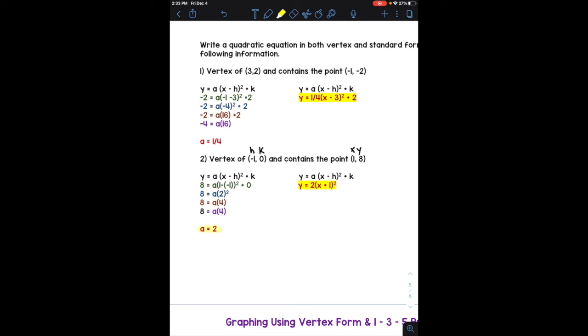value is 2. Now that I found the only thing that it's missing, we could substitute the a and the vertex into our vertex form model here. Since k is 0, we're not going to do plus 0 at the end. We could just leave it as 2 times (x plus 1) squared.